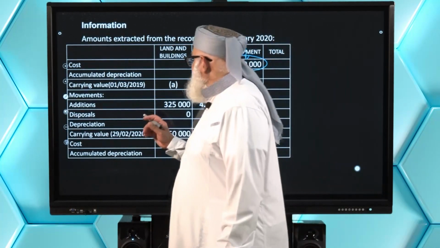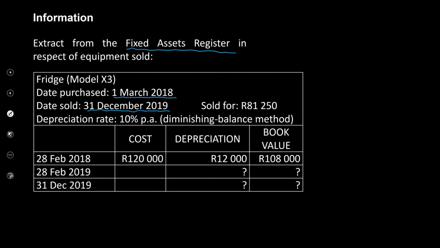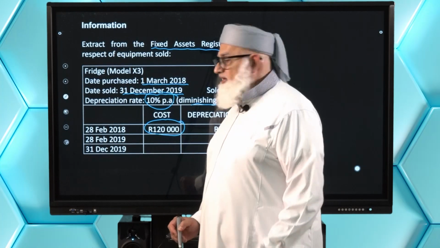Okay, so here we have that asset. We have the fixed asset register in front of us. We know that it's an equipment and it was originally bought for 120,000. You can actually use that to verify our calculation. So we've got the cost price, and it is depreciated at 10% per annum on the diminishing balance method, meaning reducing balance method. So cost price minus accumulated depreciation will give you your carrying value.